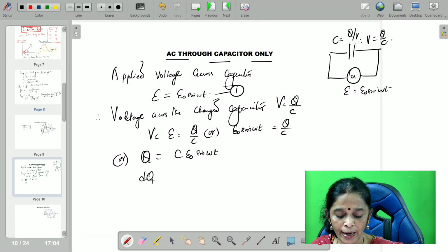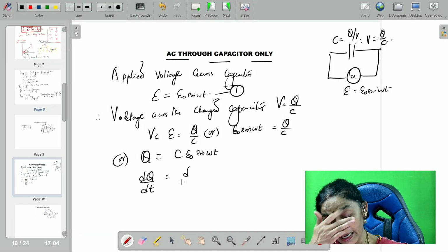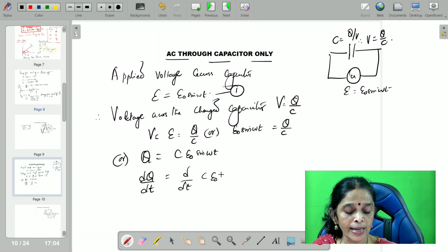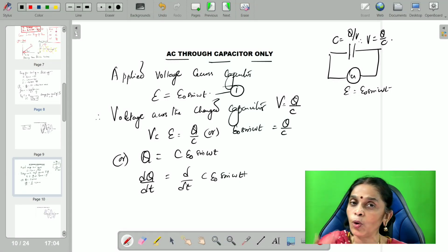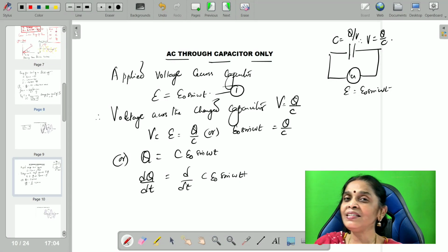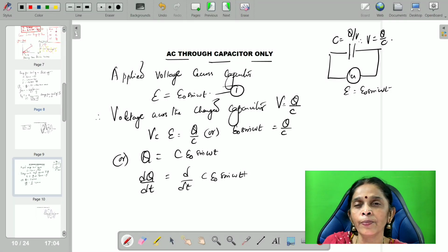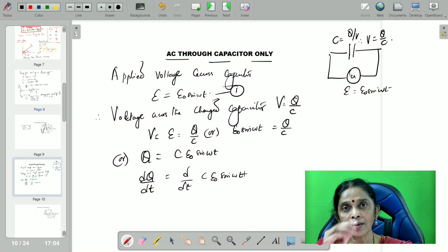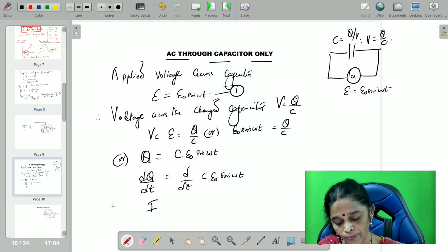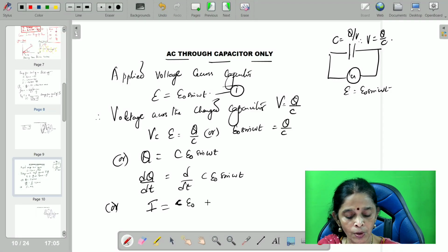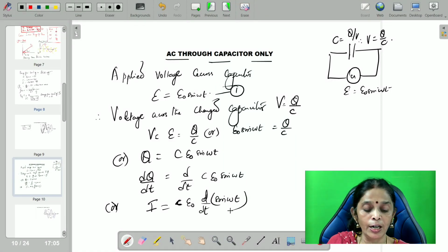So therefore, dq by dt is equal to d by dt of C into E naught into sin omega t. Please concentrate well here, children. You have to have a recap now. What is dq by dt in current electricity you have learned? What is rate of flow of charge? That is current. So I is equal to C into E naught into d by dt of sin omega t, which is nothing but cos omega t into omega.